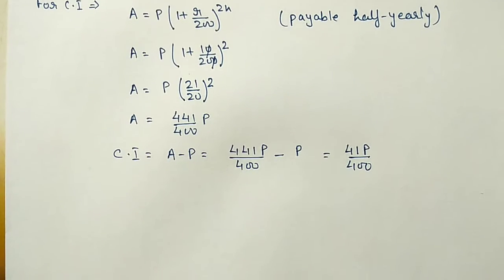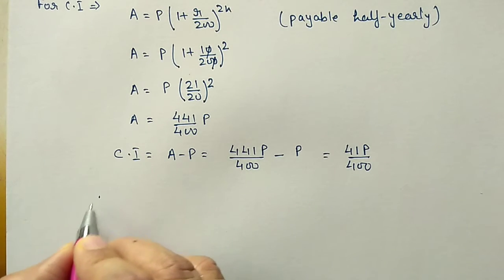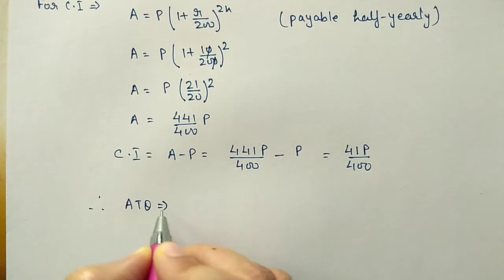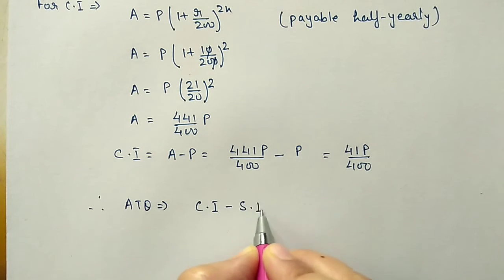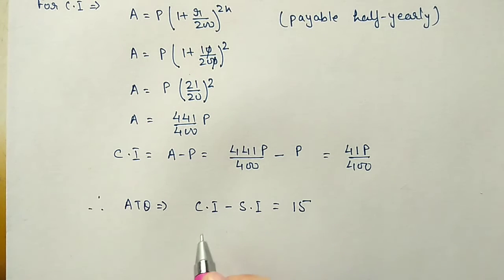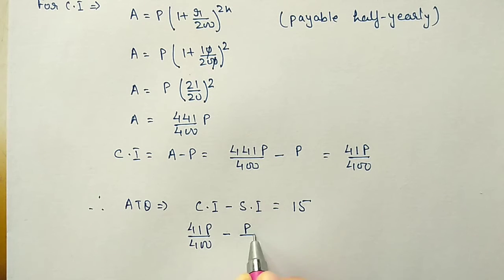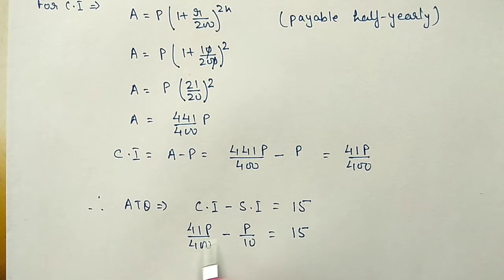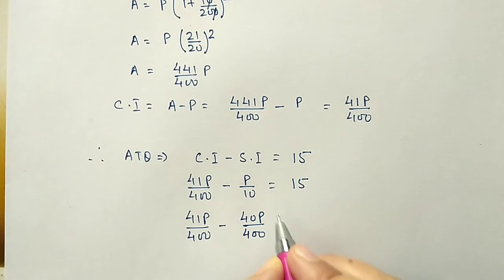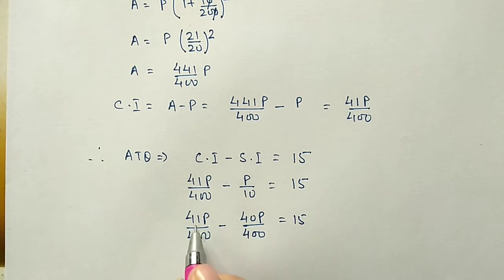Now we can take out the difference between compound interest and simple interest. Therefore, according to the question, compound interest minus simple interest is equal to 15 rupees. It is given in the question. Compound interest we have 41 P by 400 minus simple interest we have P by 10 equal to 15. Same calculation again, 41 P by 400. This we can multiply with 40 up and down. It will become 40 P by 400 equal to 15. Do the simplification. 41 minus 40 is equal to 1 P divided by 400 equal to 15.